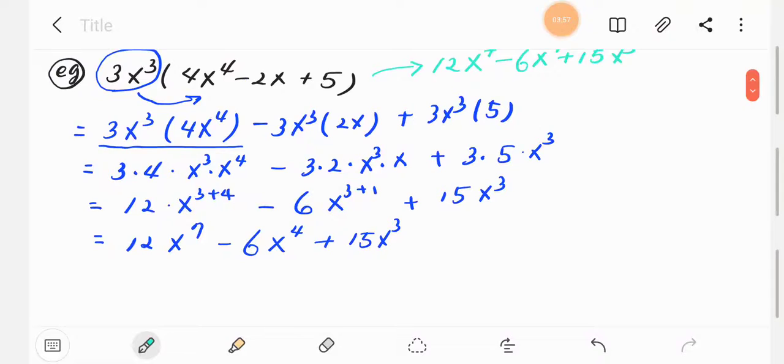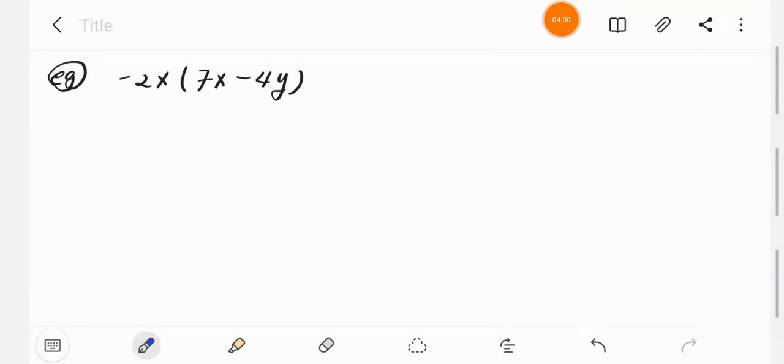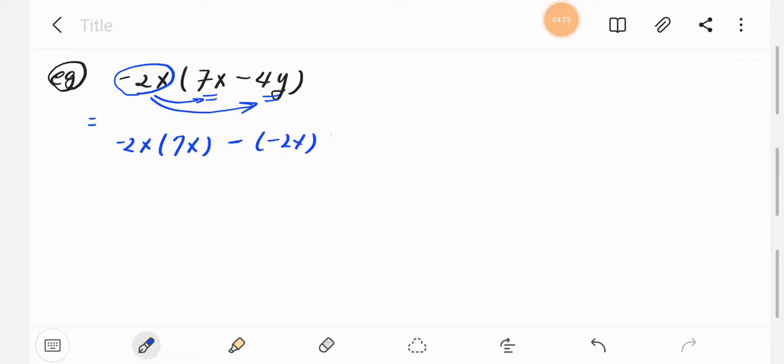Okay, let's try a different example. Let's multiply this. So the parenthesis has 7x and then 4y, and this is minus. We're going to multiply each term by negative 2x. So we can write it like this: negative 2x times 7x, and then minus negative 2x times 4y, because this is 4y.